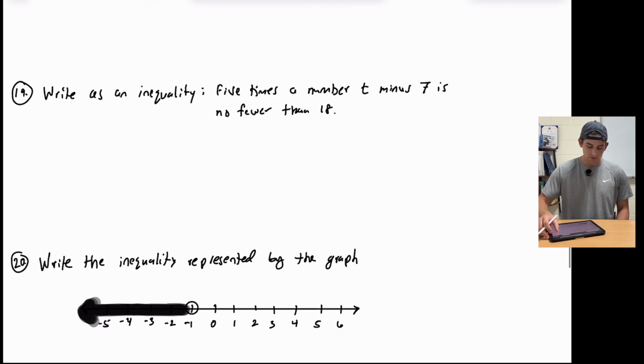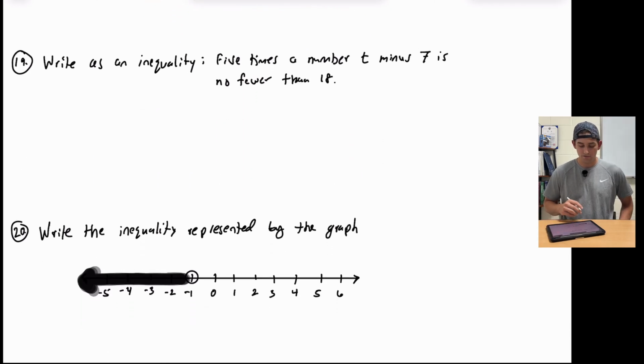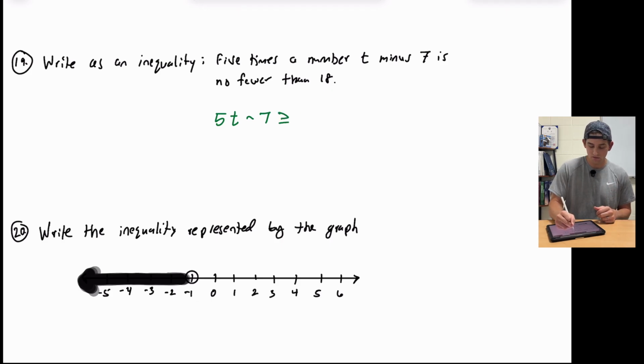All right, number 19 says write this as an inequality. 5 times a number t minus 7 is no fewer than 18. So it doesn't tell us to solve it or anything, so we don't have to solve for t. We just want to write it as we see it. So 5 times a number t would be 5t minus 7, so subtract 7, is no fewer than 18. So no fewer than, which means 18 is the minimum, right? So this needs to be greater than or equal to 18, okay?